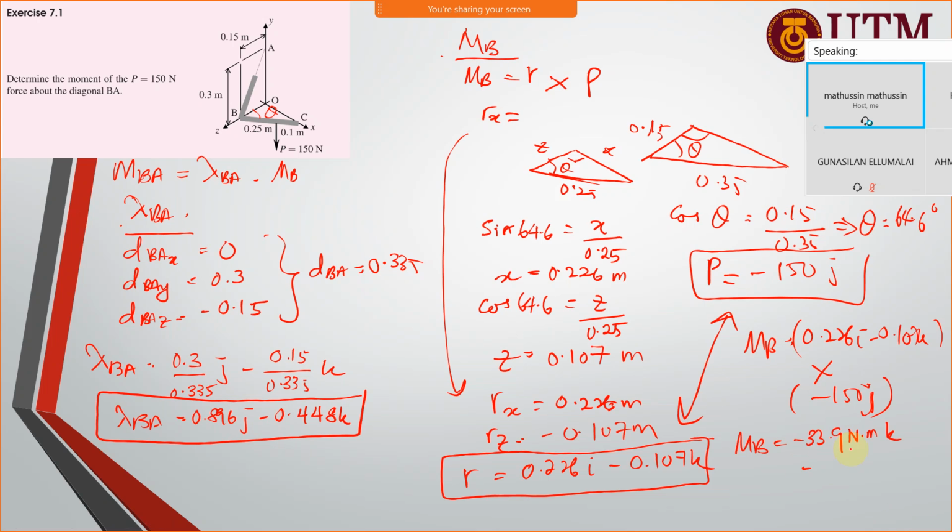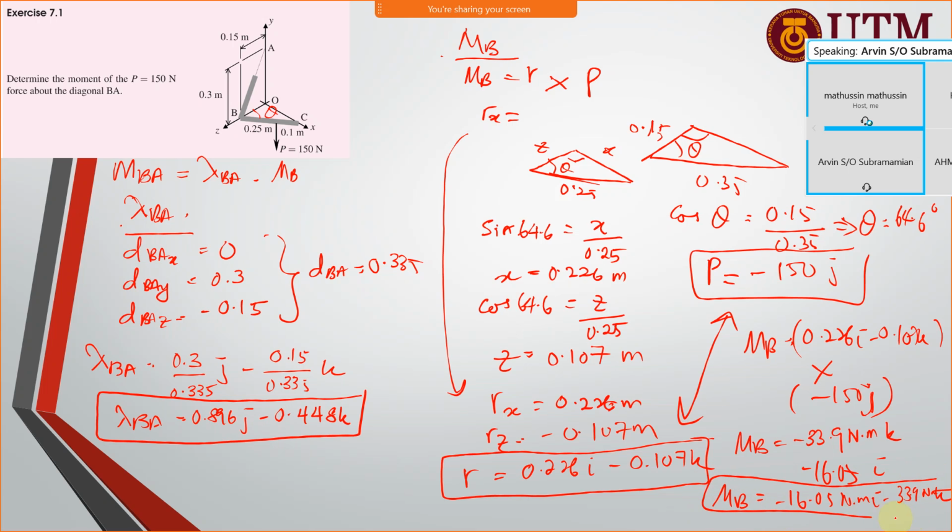So tolak 0.107 darab dengan 150, negatif 16.05. k cross j negatif i. Jadi jawapan MB kita sama negatif 16.05 Newton meter i tolak 33.9 Newton meter k. Okay, so this is our MB.